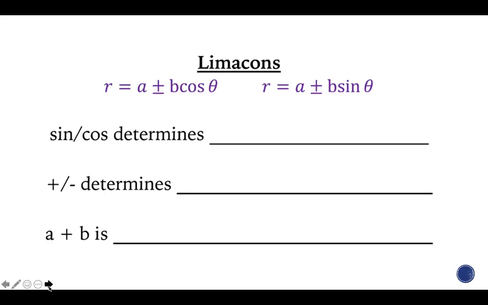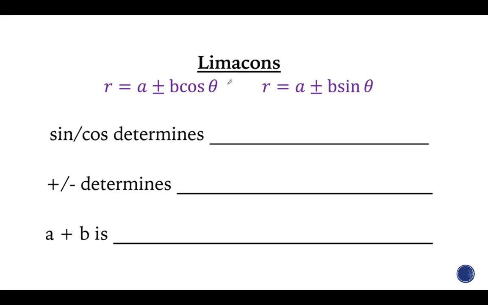So Limacons are all a family of functions that follow the same basic pattern. If you take a look at both of our general equations here, you're going to see that we have r equals a plus or minus b times either cosine or sine of theta. All Limacon functions are going to fit into this format. Now, each part of the equation is going to tell us something important. So let's work a little bit backwards here.